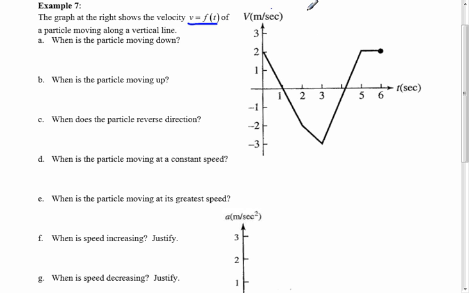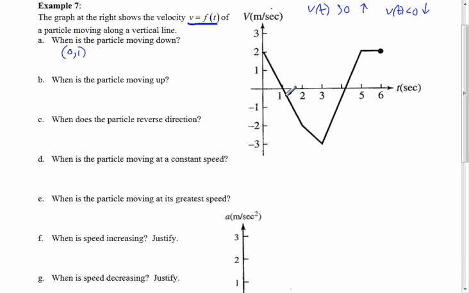Well, let's see, when velocity is greater than 0 or positive, that's when you're moving up. When velocity is negative, that's when you're moving down. So when velocity is positive, that would be right here from... when is the particle moving down? Well, the velocity is negative here, so the particle's moving down from 0 to 1.